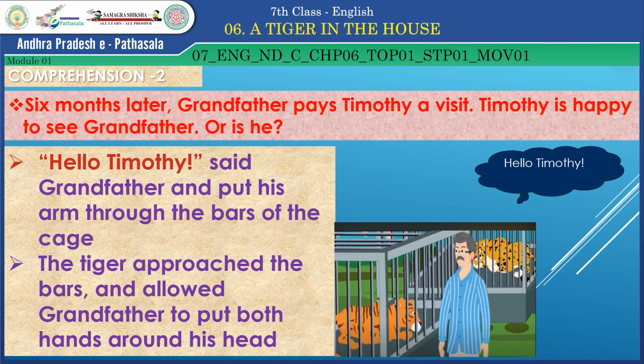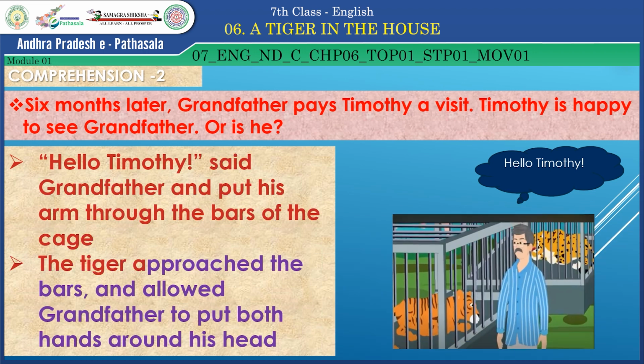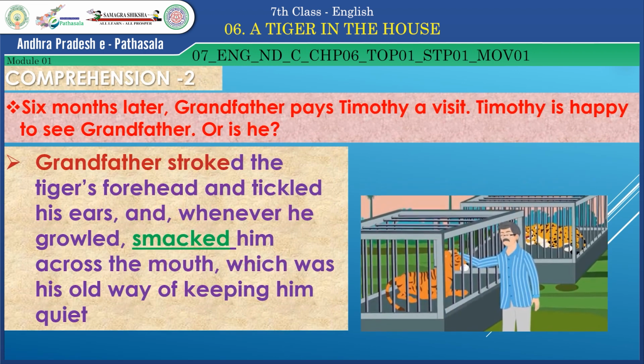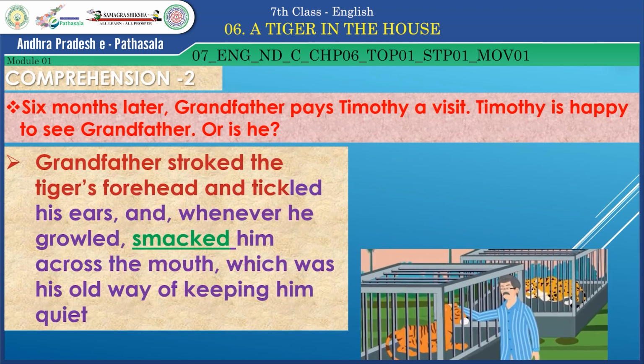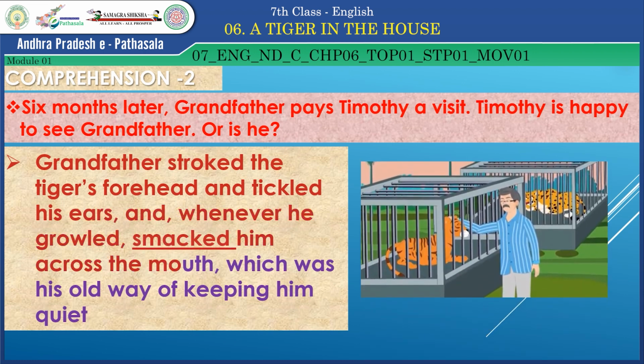Hello, Timothy, said grandfather and put his arm through the bars of the cage. The tiger approached the bars and allowed grandfather to put both hands around his head. Grandfather stroked the tiger's forehead and tickled his ears, and whenever he growled, smacked him across the mouth, which was his old way of keeping him quiet.